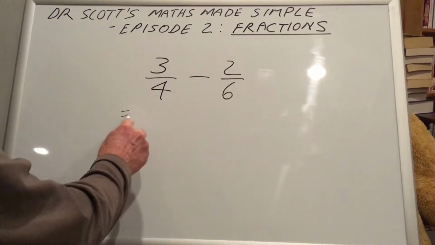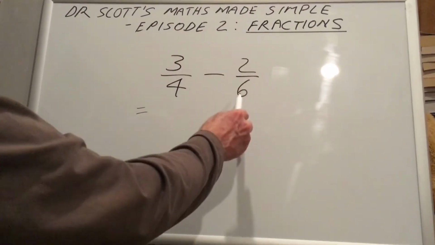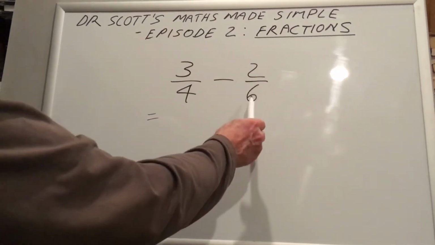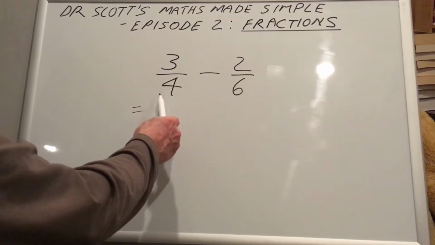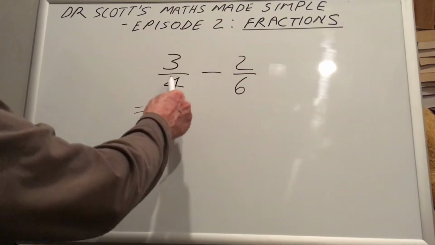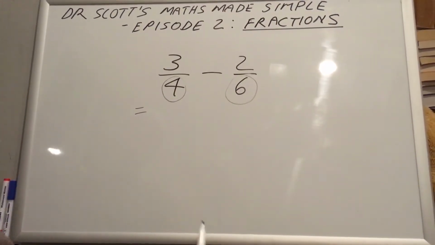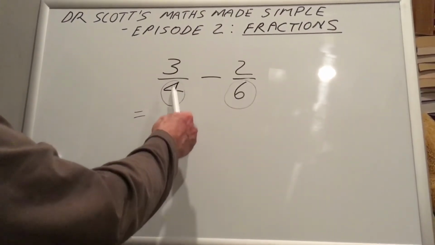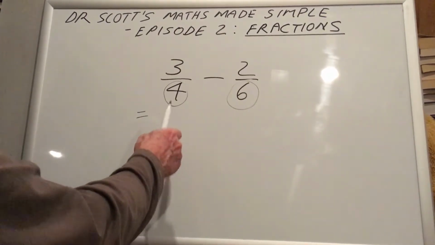So I won't put the equals there. I'll say to you, well, 3/4, 2/6, 4 and 6. What if we doubled 6? That would be 12. What if we tripled 4? That would be 12. Multiply that by 3 and you get 12. Multiply that by 2 and you get 12. Whatever you do to the top, you do to the bottom, and it's okay. So let's get everything over 12.